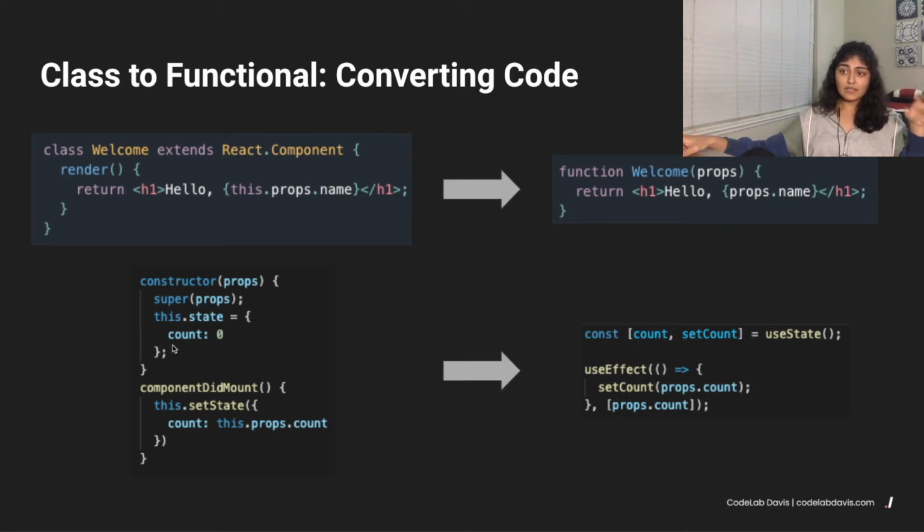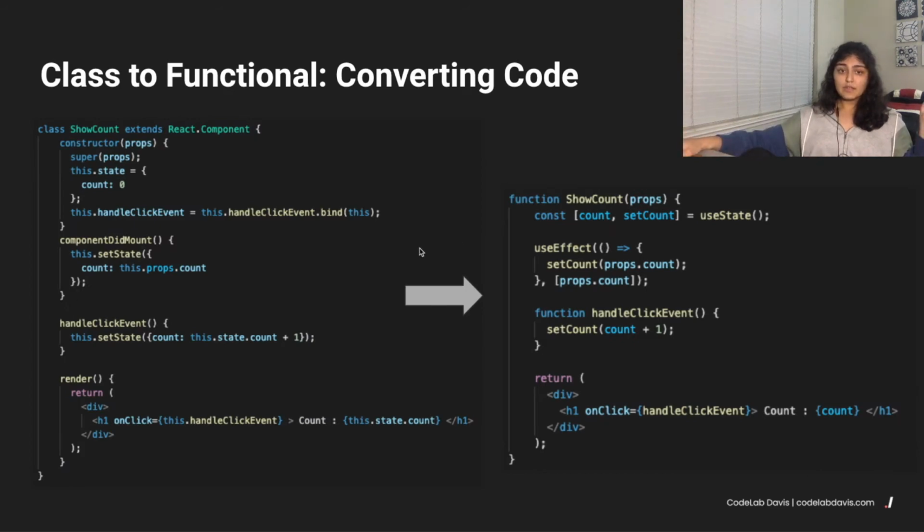Here we're initializing a local variable called count, and whenever we mount the component, we would initialize it to whatever props is, whereas we can just use a useState for it in functional, and whenever it changes, we can just initialize it here.